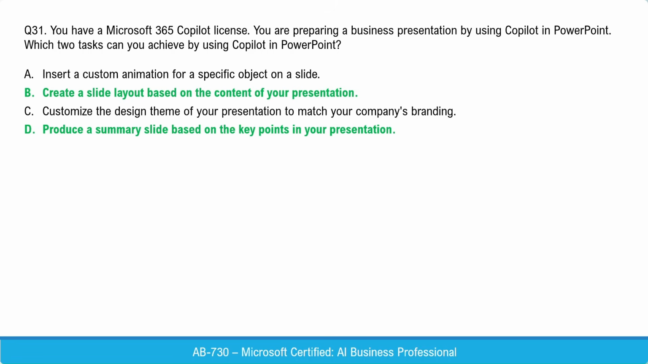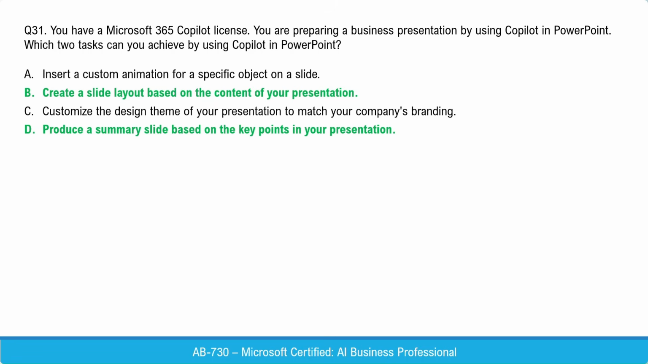Copilot can take a document or prompt and automatically generate slides with proper structure, headings, and layouts. Option D says produce a summary slide based on key points. This is also correct. Copilot can analyze the entire presentation and generate a concise summary, which is very useful for business presentations. Now let's look at the incorrect options.